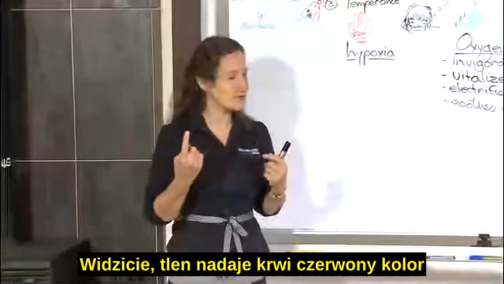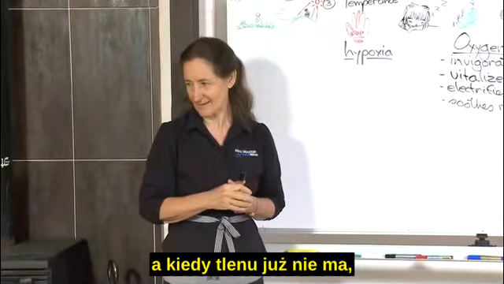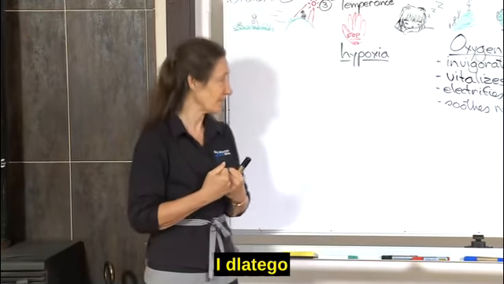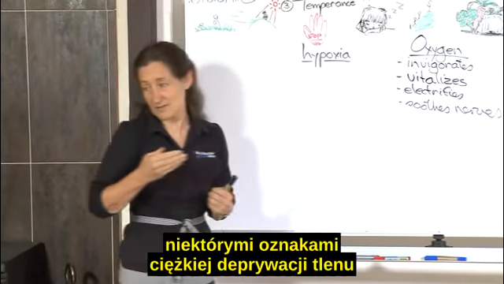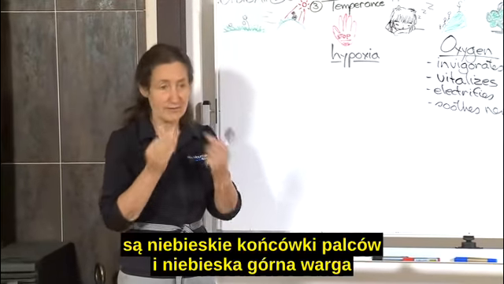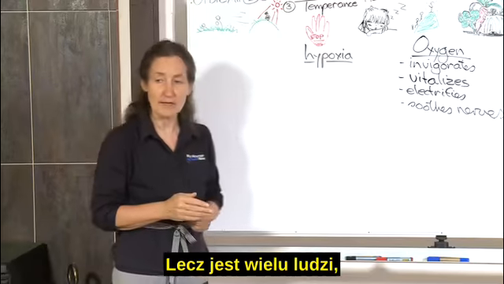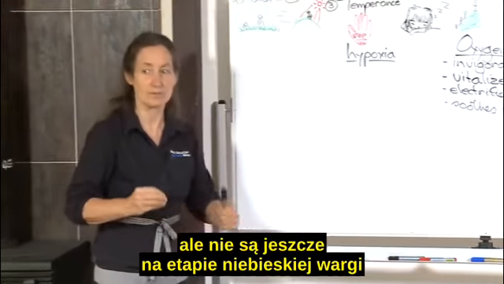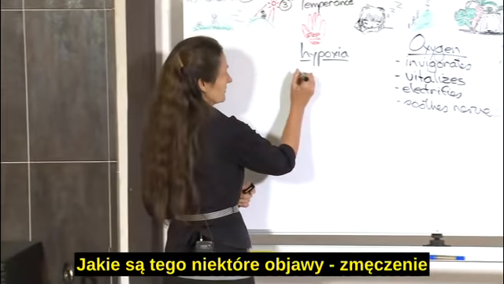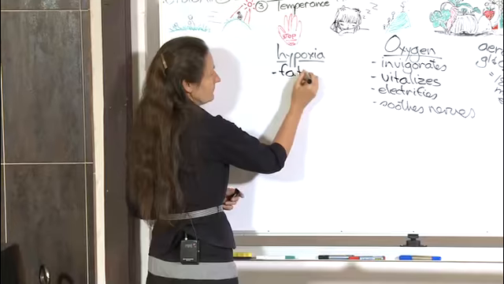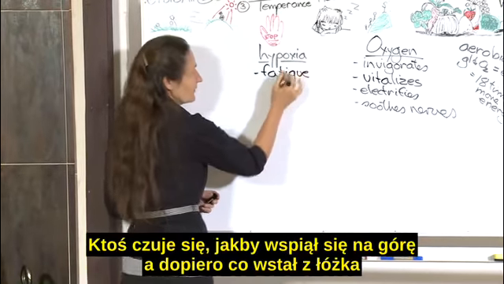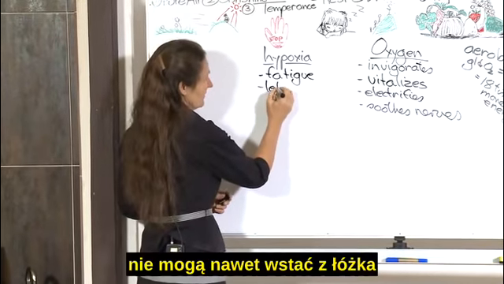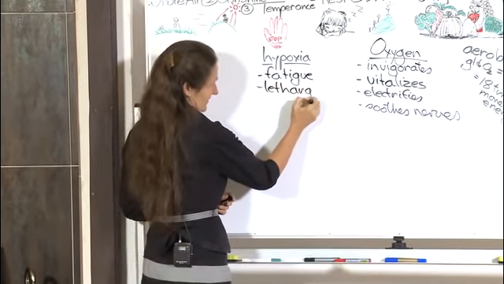You see, oxygen gives blood the red colour. And when the oxygen is gone, the colour of the blood is blue. That's why some signs of severe oxygen deprivation are the blue fingertips and the blue top lip. But there are many people who are suffering from oxygen deprivation, but they're not quite at the blue lip stage. What are some of the symptoms? Fatigue. The person feels like they've climbed a mountain, they've only just got out of bed. Lethargy. They can't even get out of bed.